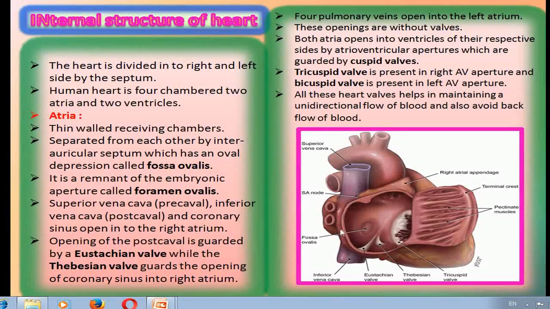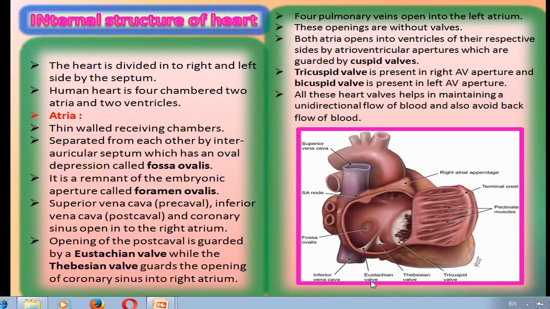The superior vena cava, inferior vena cava and coronary sinus, all these three open into the right atrium. This is the right atrium. The superior vena cava opens, the inferior vena cava also opens, and the coronary sinus also opens into the right atrium. The opening of the postcaval is guarded by the eustachian valve, while the Thebesian valve guards the opening of the coronary sinus into the right atrium.